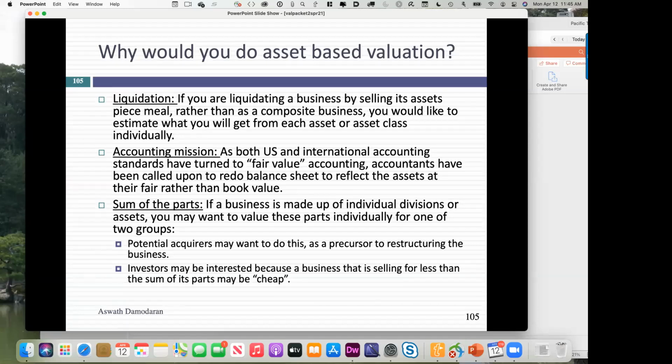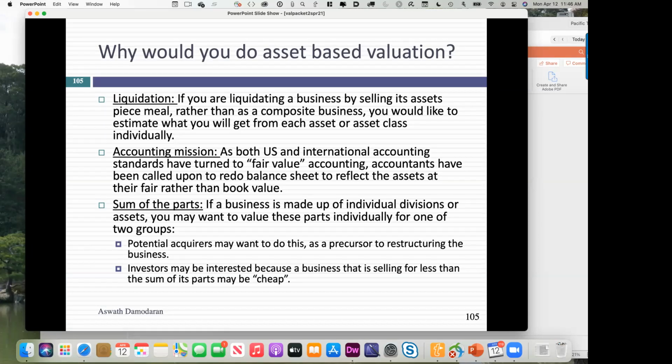The second is if you're an accountant and you have to do fair value accounting. Increasingly, fair value accounting requires you to break your company down into pieces and tell in the balance sheet what each piece is worth. Remember what we talked about when we talked about brand name valuation, how accountants increasingly want to put value of a brand name as a separate asset.